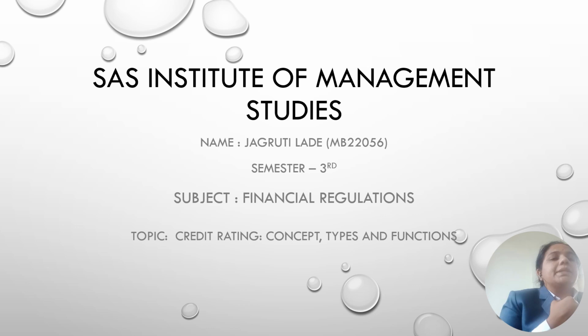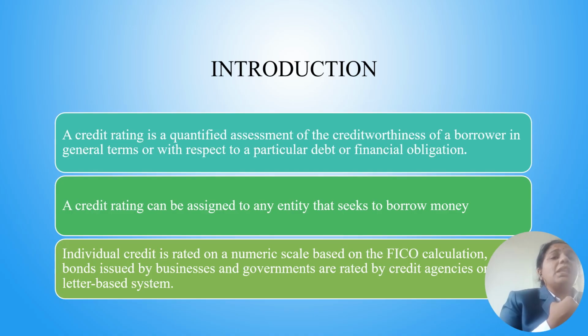Today I am going to explain about the credit rating. The credit rating introduction. A credit rating is a quantified assessment of the creditworthiness of a borrower in general terms or with respect to particular debt and financial obligations. A credit rating can be assigned to any entity that seeks to borrow money. Individual credit rating is a numeric scale based on the FICO calculation. The bonds issued by businesses and governments are rated by credit agencies on a letter-based system.